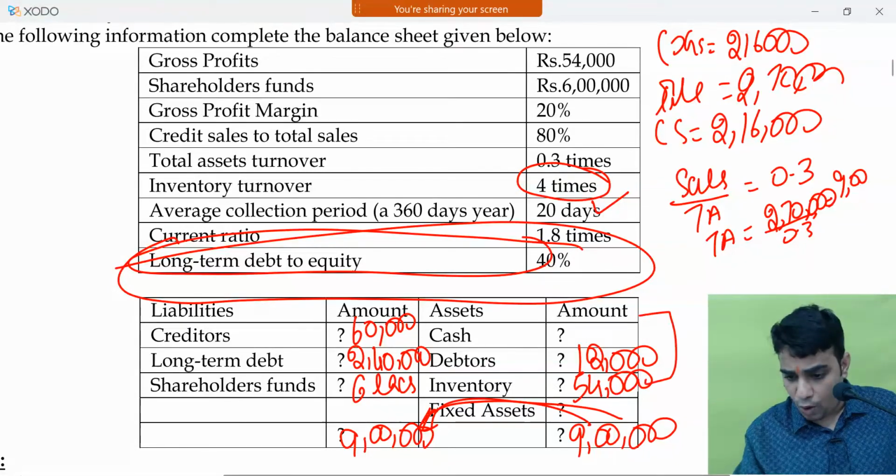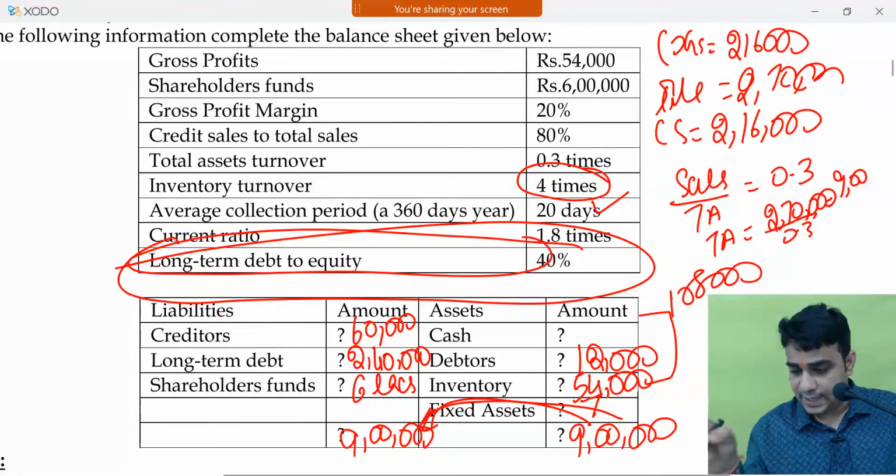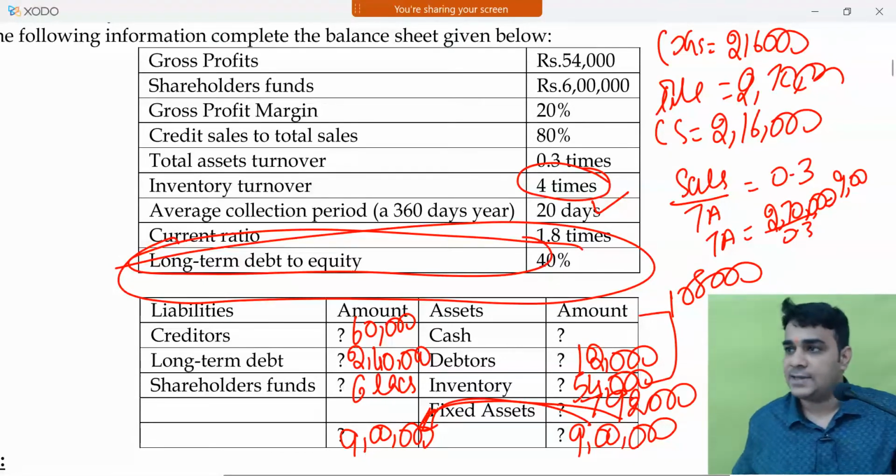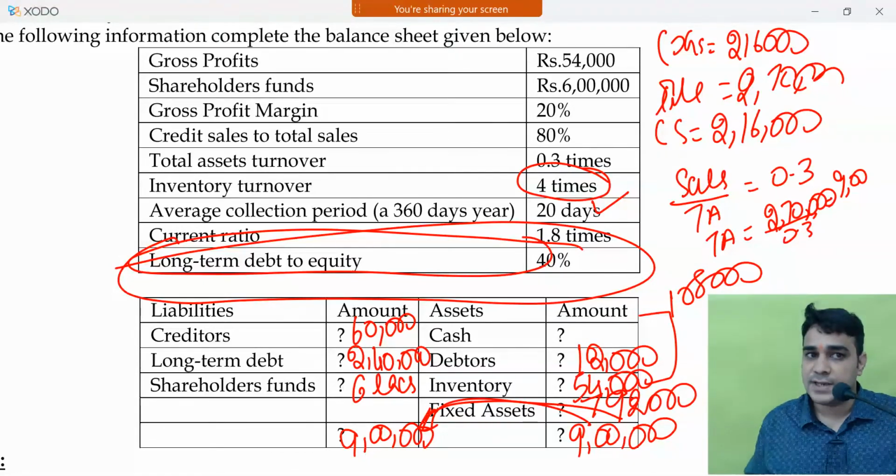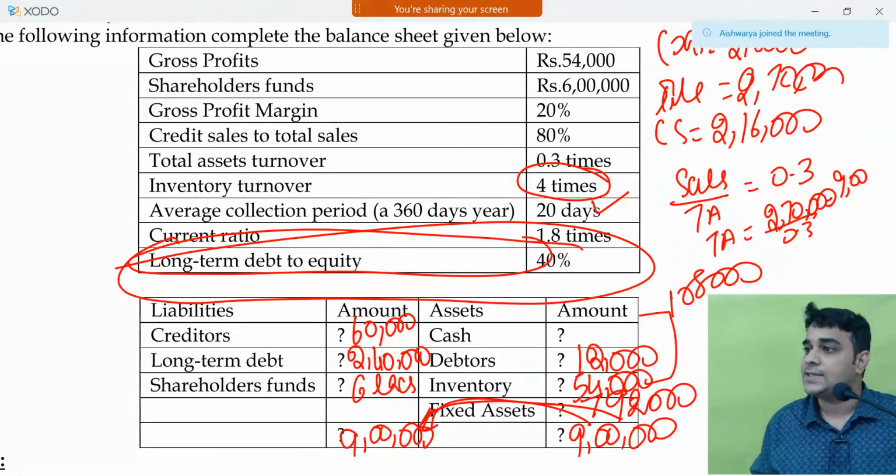Current assets all put together is 1,08,000, and the balancing figure is 7,92,000 of fixed asset. Your current ratio is 1.8 times, which means current assets is going to be 1.8 into 60,000.